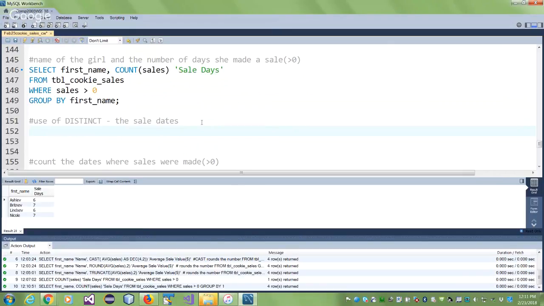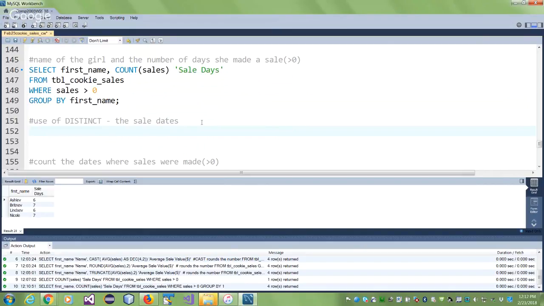So what is my aim now? My aim is to go through the records, to pick up the dates, and only tell me how many days were distinct. How many days did they go out? So if I say show me all dates, count everything, it will give me 28. If I say count days where sales were greater than 0, it will give me 26.